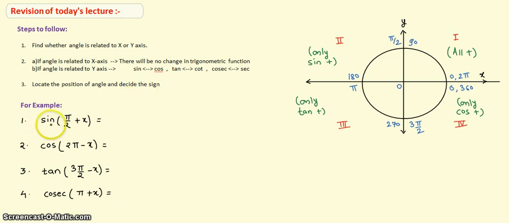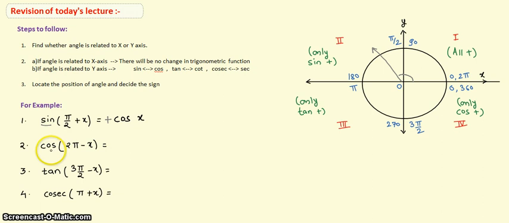So first is sine pi by 2 plus x. Pi by 2 is related to the y axis, that is step number 1. Now if the angle is related to the y axis, you have to convert sine into cos. So this will be cos x, right? Now pi by 2 plus x, which quadrant will it go in? See here, this is your pi by 2 plus x. So it will go in the second quadrant, right? In the second quadrant, only sine is positive. So it will have a plus sign.